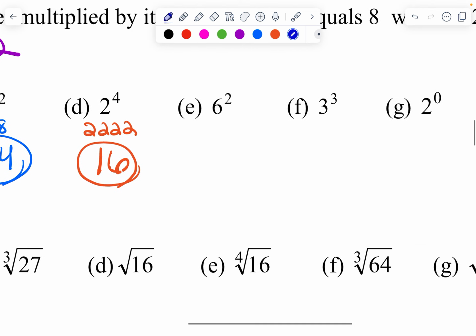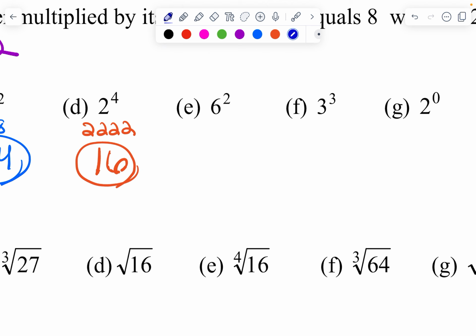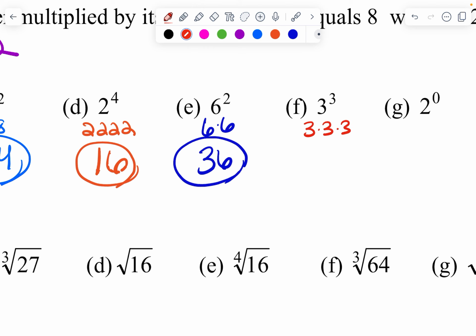Keep on sliding on over. Part E here, 6 to the second. So that means I'm going to use 2 6's, which is 36. 3 to the third we actually saw as one of the examples. So that's 3 times 3 times 3, which is 27.